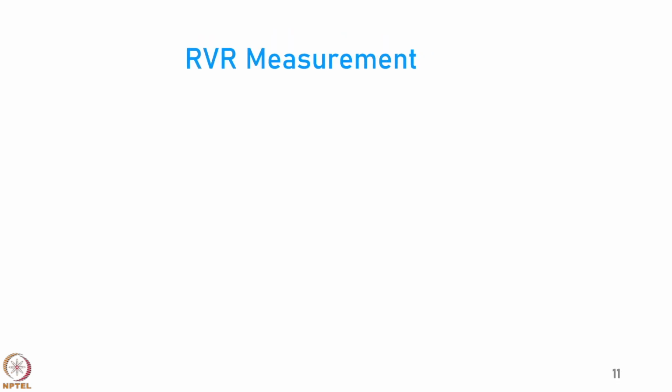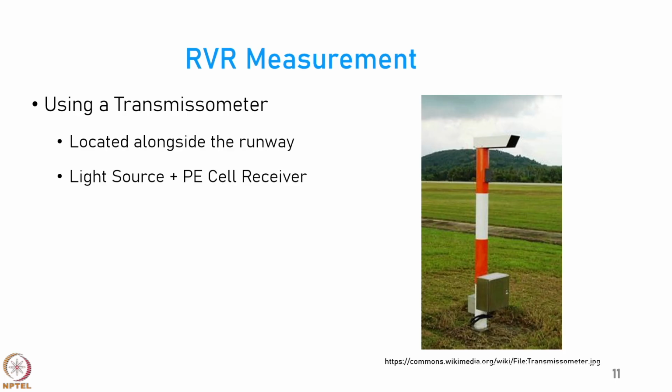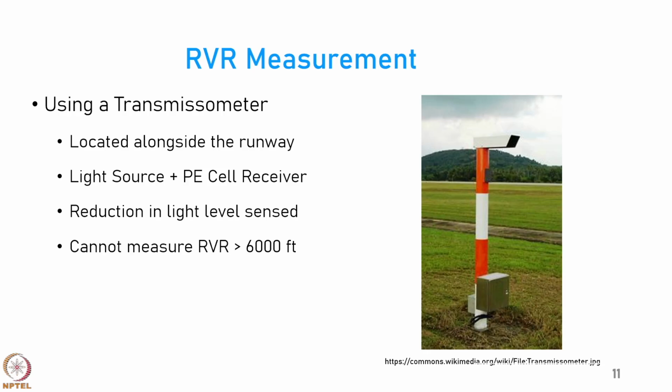How do you measure the RVR? To measure the RVR, we use an instrument called a transmissometer. A transmissometer is an instrument that is located alongside the runway. It has a light source and a photoelectric cell receiver. It senses the reduction in the light level, dim light, bright light. The photoelectric cell receiver is used to detect the level.